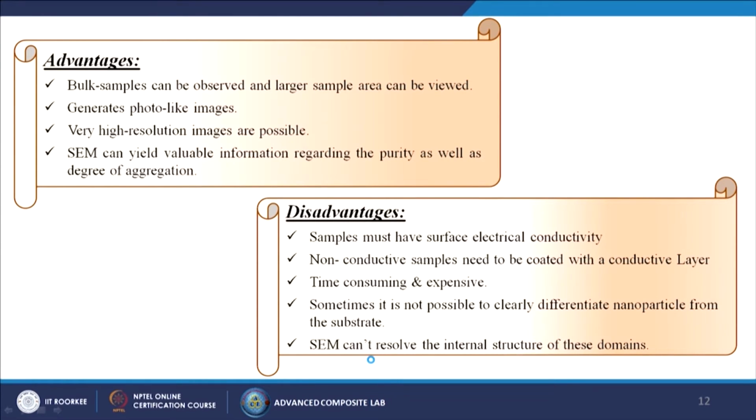Bulk samples can be observed and a larger sample area can be viewed, it generates photo-like images, very high resolution images are possible, and SEM can yield valuable information regarding the purity as well as the degree of aggregation. Then what are the disadvantages? Samples must have surface electrical conductivity, non-conductive samples need to be coated with a conductive layer, it is time consuming and expensive, sometimes it is not possible to clearly differentiate nanoparticles from the substrate itself, and SEM cannot resolve the internal structure of these domains.